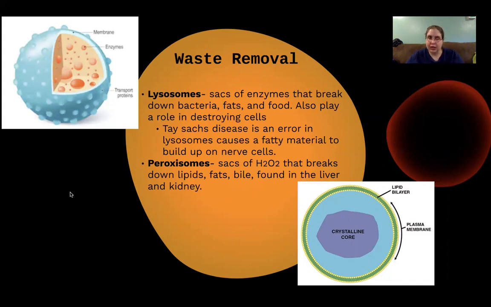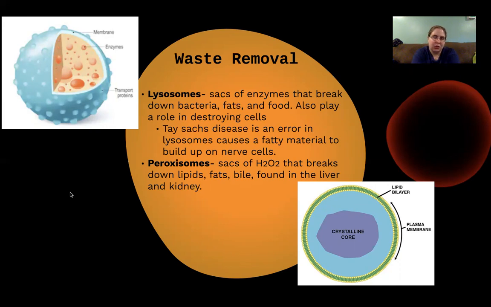When the cell is ready to go through apoptosis, which is programmed cell death, it is also lysosomes that will go through and start breaking apart the different organelles within the cell. So they do have a role in destroying the cell once it is done completely with its job.